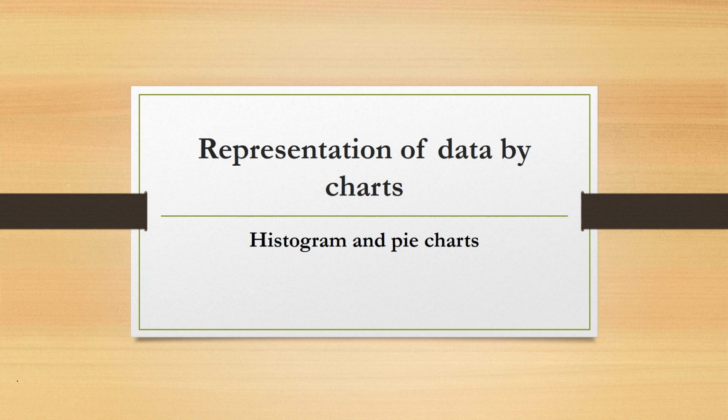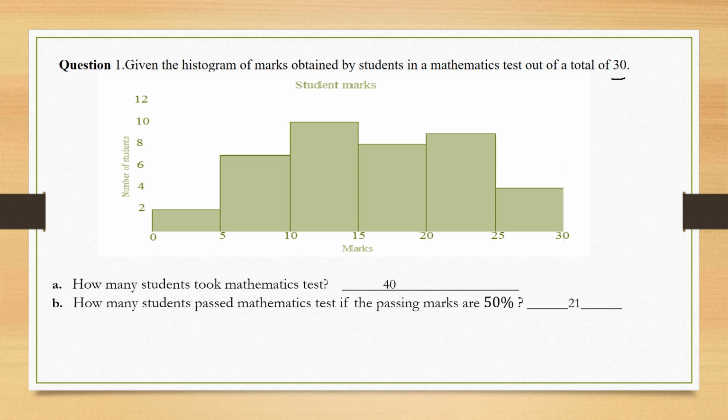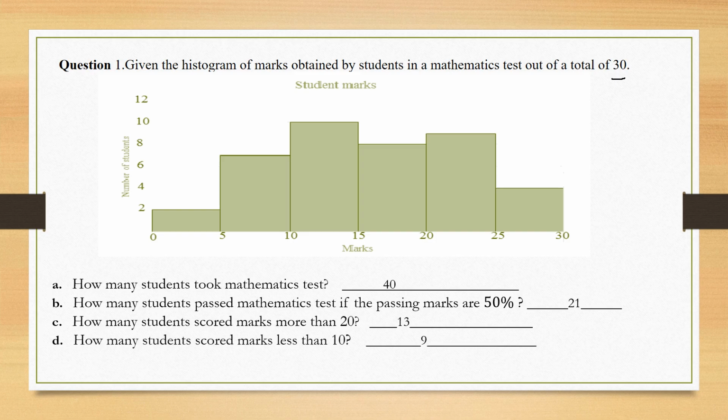Now dear student, in question number 1, given the histogram of marks obtained by students in a mathematics test out of a total of 30. The graph is already here, so we need to find out the following questions: part A, part B, part C and part D.